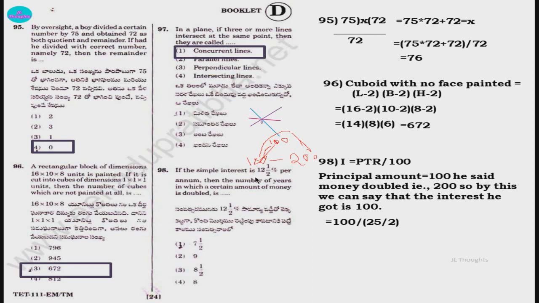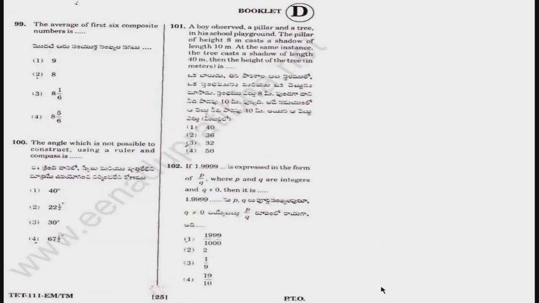So what can we do now? 100 by, what is the interest? 12 1 by 2, that is 25 by 2. 100 divided by 25 by 2. Why? Because here the principal and interest both are the same, so these both will get cancelled. So now what are we finding? We are finding the years, that is how many years it took to double. So that's why 100 divided by 25 by 2, that is 100 into 2 by 25, which is equal to 8. So the amount is doubled in 8 years. Okay, the answer here is 8.